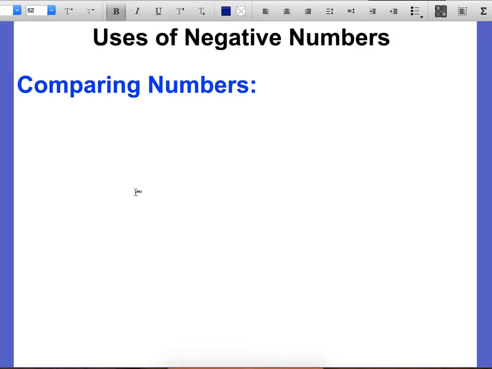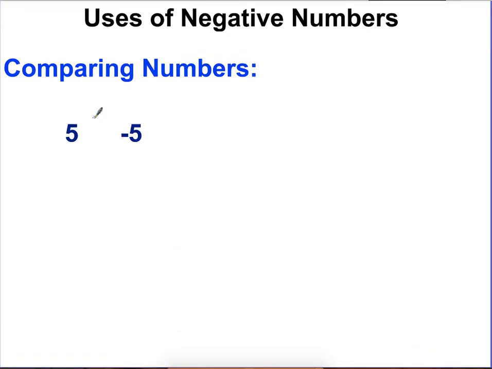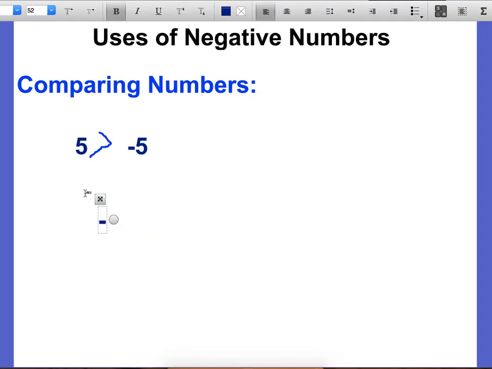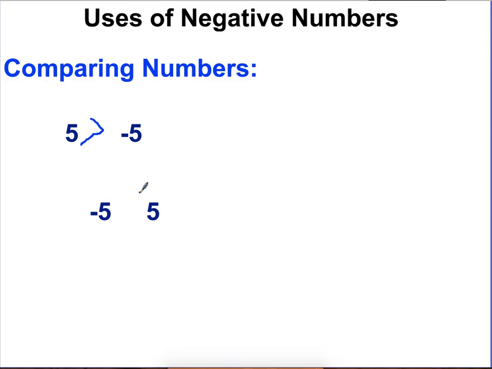When we compare numbers, when I think of 5 and negative 5, if I'm comparing them, saying which one is larger, we're going to use the greater than symbol here because 5 would be greater than negative 5. Be careful if you write it the other way. If I write negative 5 and then 5 here, 5 is larger than negative 5.